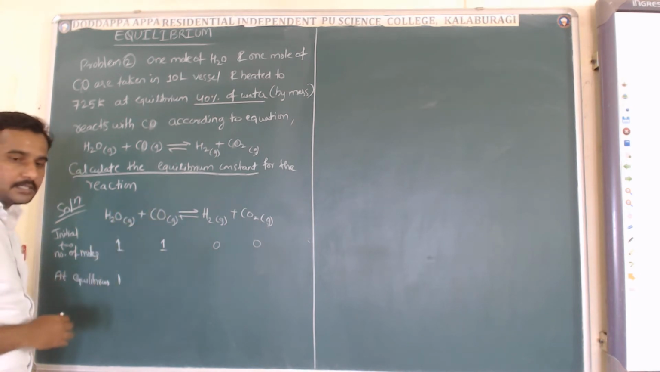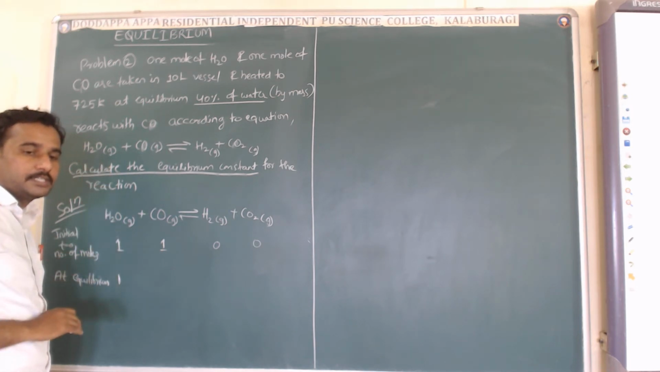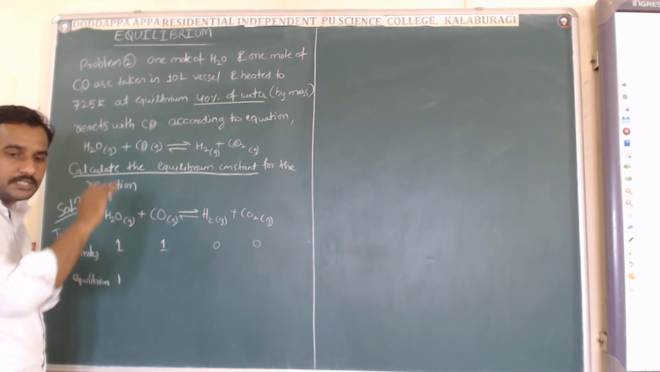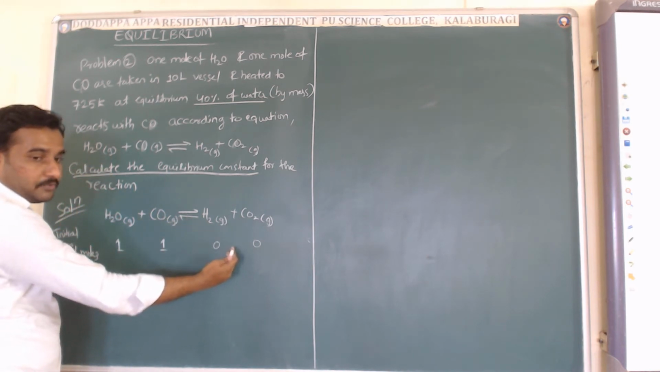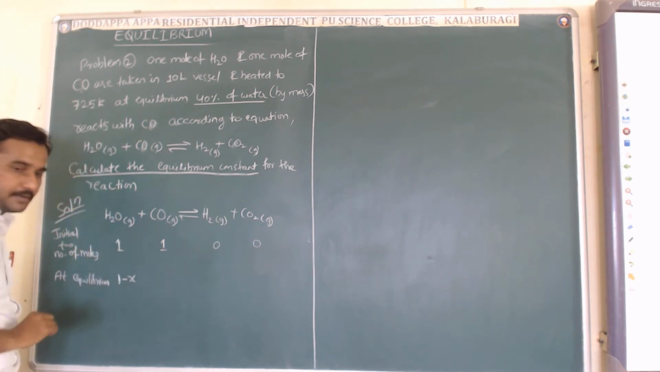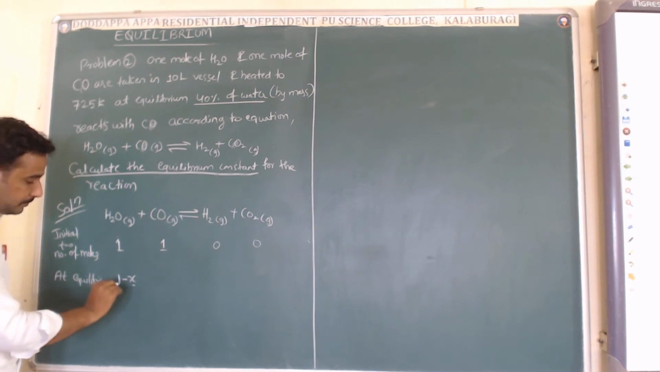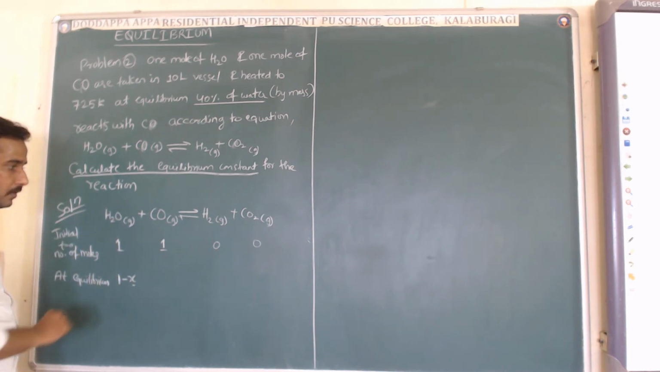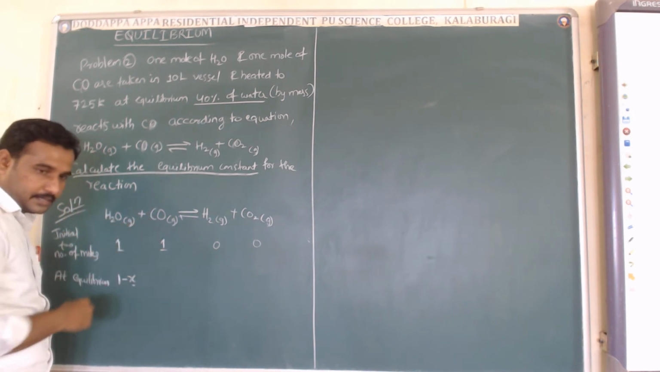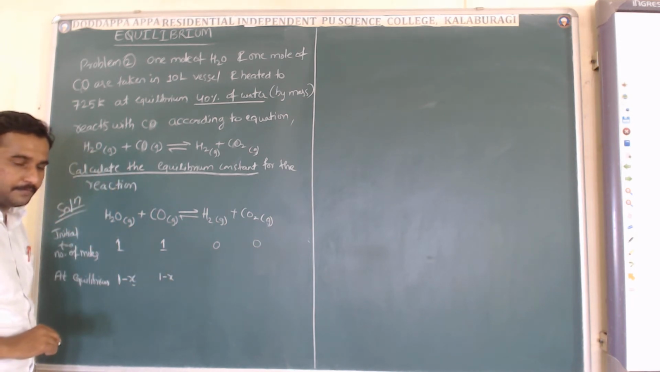When the reaction starts, the reactant concentration always decreases. I told you that in the last classes. The reactant concentration decreases and the product concentration increases. So I take it as 1 minus x. How much does it decrease? By x. Because of that, I take 1 minus x here. CO also decreases, since it is also one of the reactants. So for CO you also take 1 minus x.